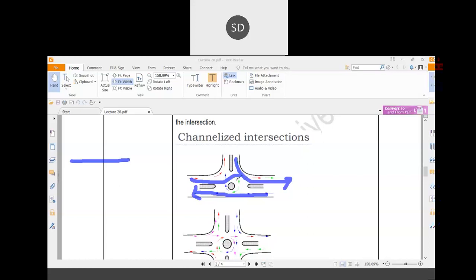Okay, now if it wants to go, or if it wants to merge over there, in that case how will it happen? It will initially merge over there, then diverge from there, then merge over there. So see here, you are reducing your crossing conflict points, or converting your crossing conflict points into merging and diverging conflict points. In this way, you are reducing the total number of major conflict points.